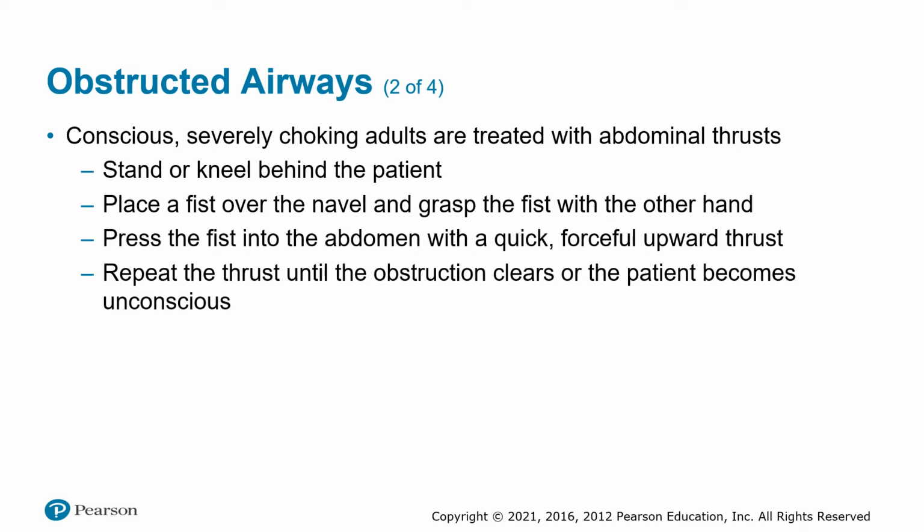Conscious, severely choking adults are treated with abdominal thrusts. We want to stand behind or kneel behind the patient. Place a fist over the navel and grasp the fist with the other hand. Press into the abdomen with a quick, forceful upward thrust and repeat the thrust until the obstruction clears.